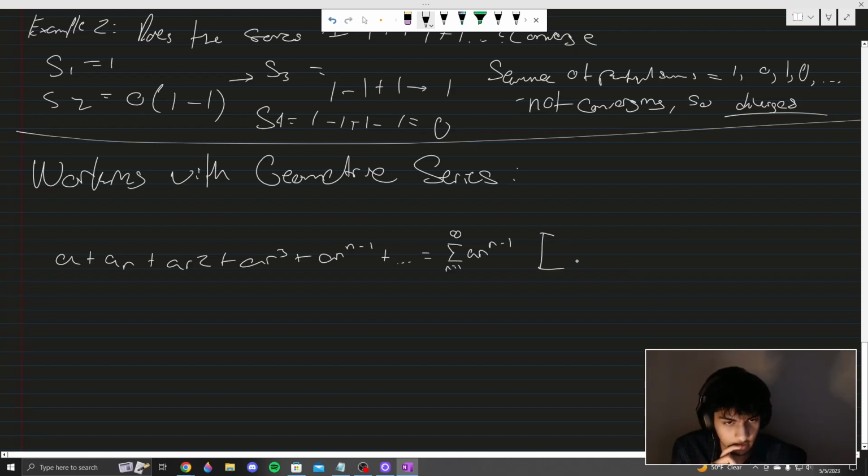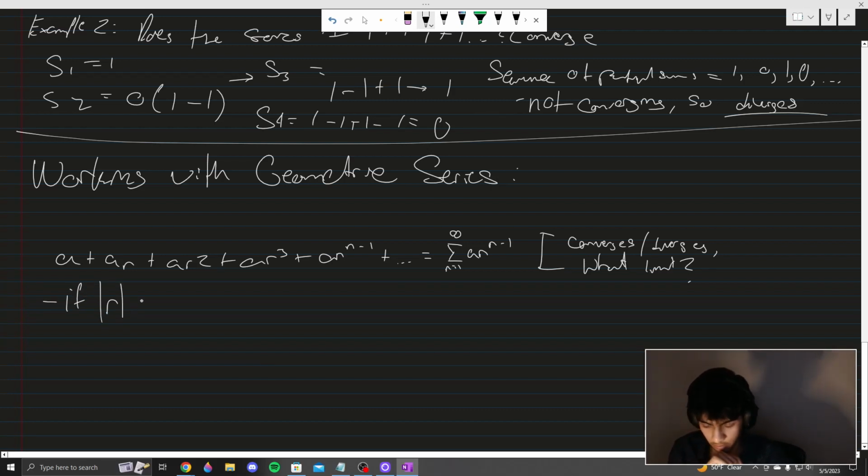So let's sum that up real quick. Converges or diverges, and to what limit. So in this situation, if we have a couple of clauses, if the absolute value of r is less than 1, the series converges. That's very easy to understand, right?